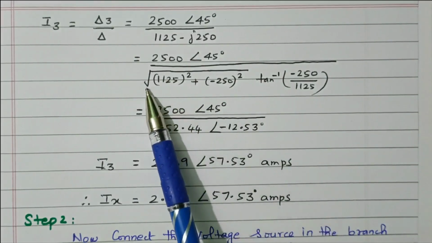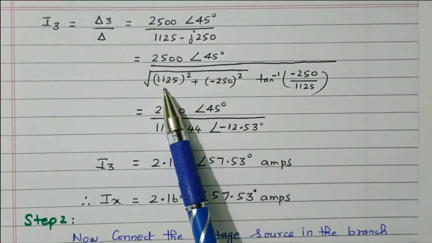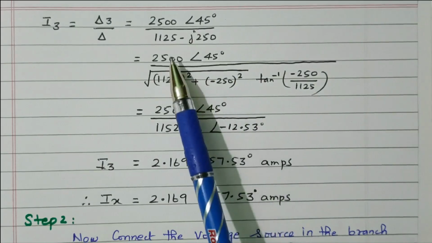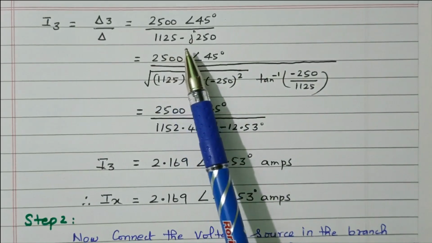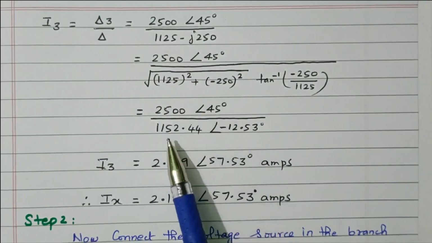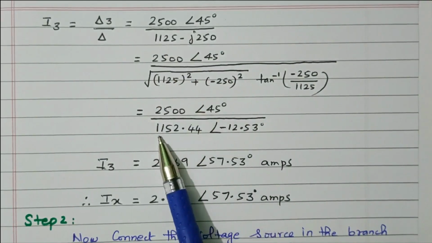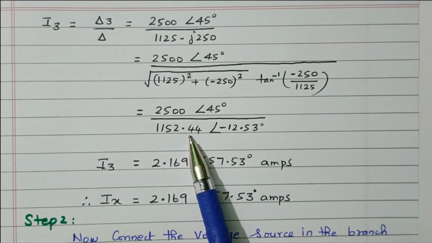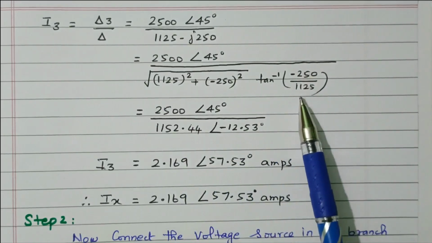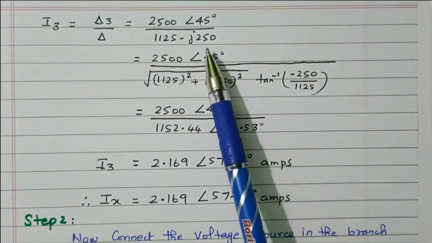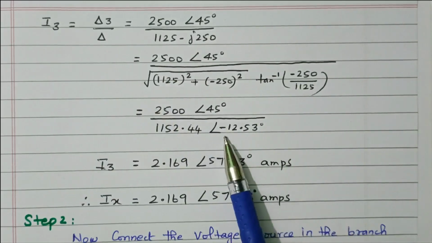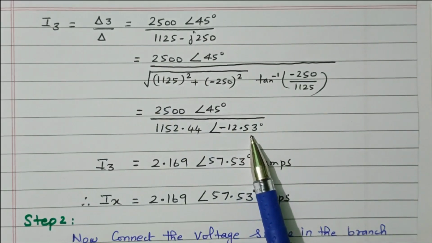How to find the magnitude? Square root of 1125 square plus (-250) square. Right? We have to square this value and square this value, add and take the square root. That will give the magnitude. That is 1152.44. How to find the angle? Tan inverse b by a, imaginary term divided by real term. So tan inverse of -250 divided by 1125. That is -12.53 degree.